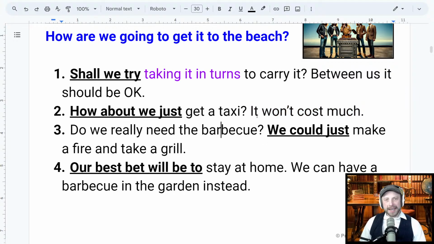Is there a problem with getting a taxi? What do you think? Do we really need the barbecue? We could just make a fire and take a grill. What's a grill? Can anyone in the chat tell us what a grill is? Our best bet will be to stay at home. We can have a barbecue in the garden instead. What do you think about that idea? Is that a better idea than going to the beach?